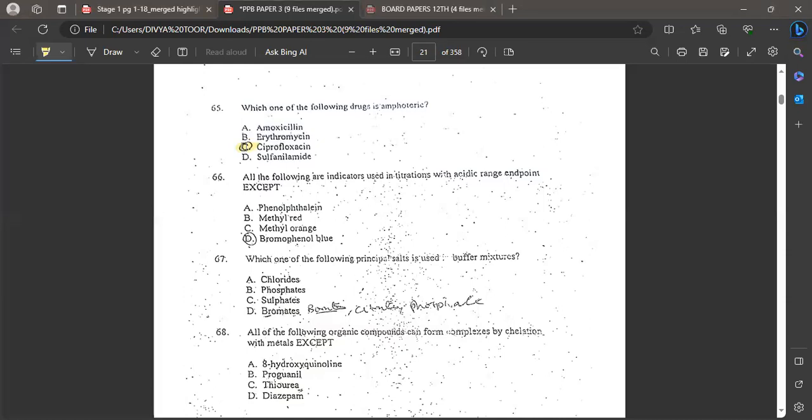All the following are indicators used in titrations with acidic range endpoint except... So I'm saying there is methyl orange, bromophenol, tetrabromophenol, alizarin, sodium sulfonate. Okay, just one minute.